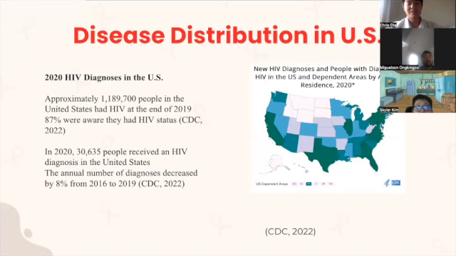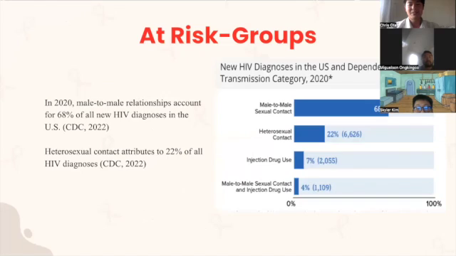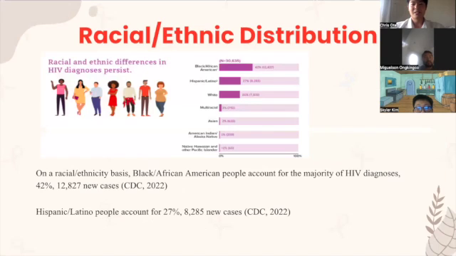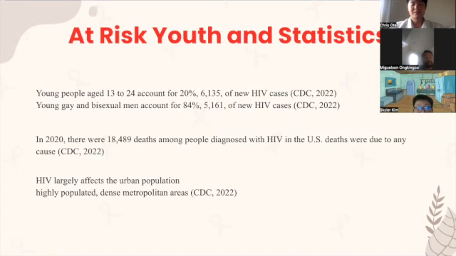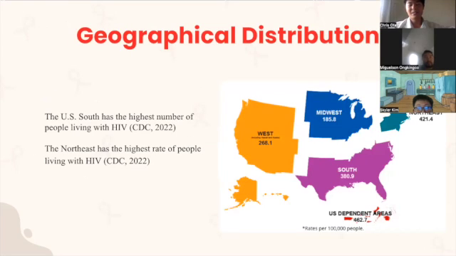And in the US, there were about 1.2 million people who had HIV by the end of 2019, with 30,000 people receiving an HIV diagnosis. At-risk groups include male-to-male partnerships, which contribute 68%. Ethnic groups that are at risk are African American people. Young people are at risk too. In the US, the South had the highest number of people living with HIV, and the Northeast had the highest rates of people living with HIV.